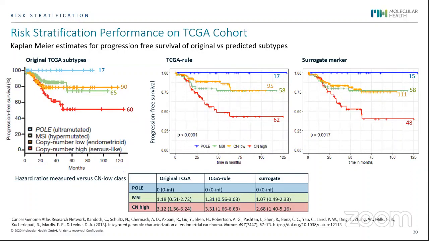Also looking at the hazard ratios, we measured the hazard ratio versus the CN low class for each of the classes. As the CN low class is kind of the rest of them all, we use this as the reference class. That's debatable probably, but this is how we did it. So for all our classifiers, we get this very low hazard ratio for pole, around 1-ish hazard ratio for MSI, so it's very similar to the CN low class. And for the CN high class, we get a hazard ratio of around 3, let's say, roughly.